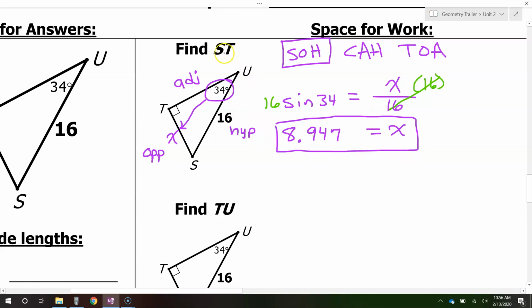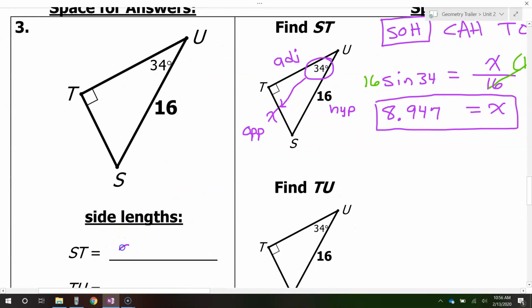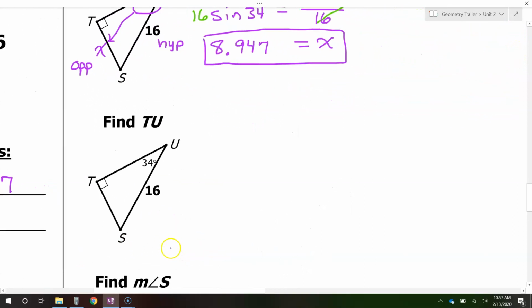So remember, that was ST. So I'm going to put the answers over here. So this will be 8.947. Next, I need to find side TU.